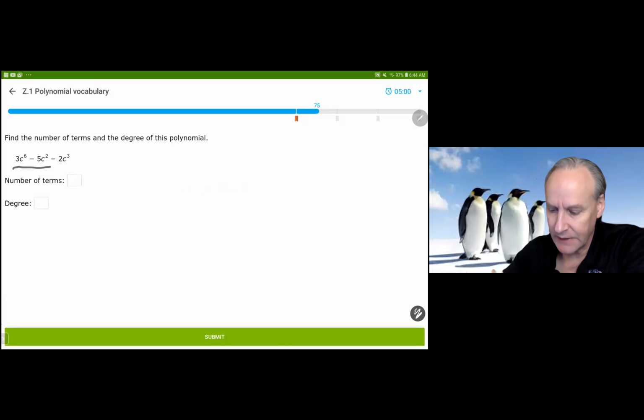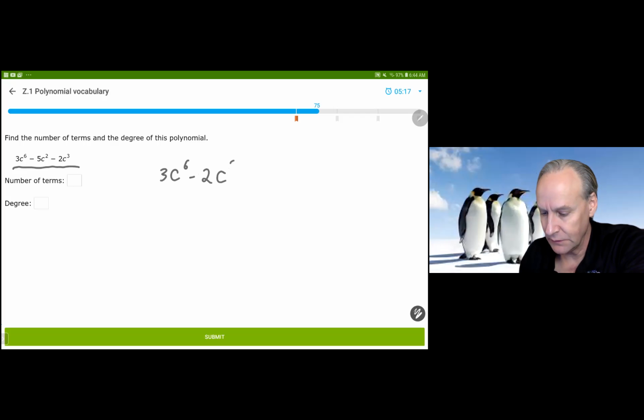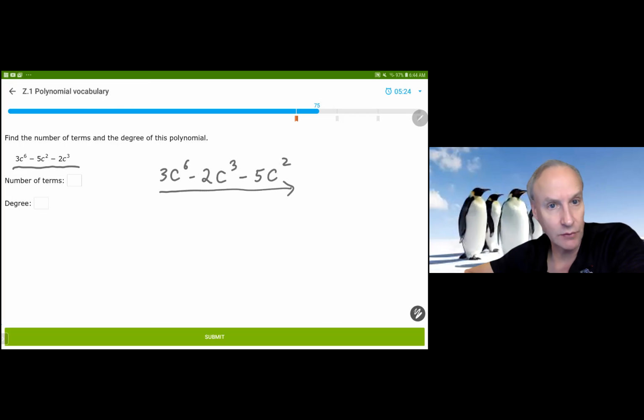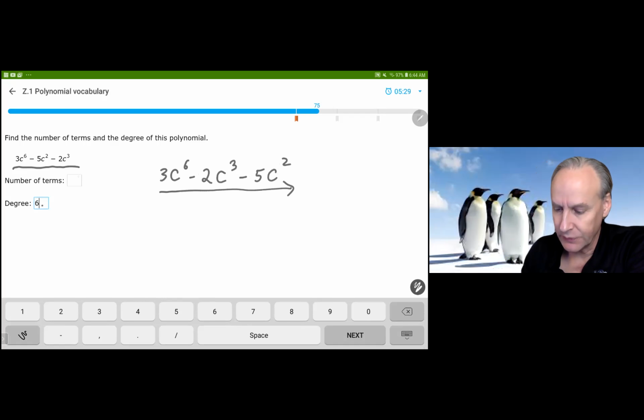Now this one is not in what we call descending order, which is the standard. Normally what we do is we write the degree as it goes down. So we would normally write this 3c to the 6th minus 2c cubed minus 5c squared. We say that this is in descending order because the degrees are going down. It is a 6th degree polynomial, and we say that it's a trinomial because it has three terms. Tri meaning three, of course.